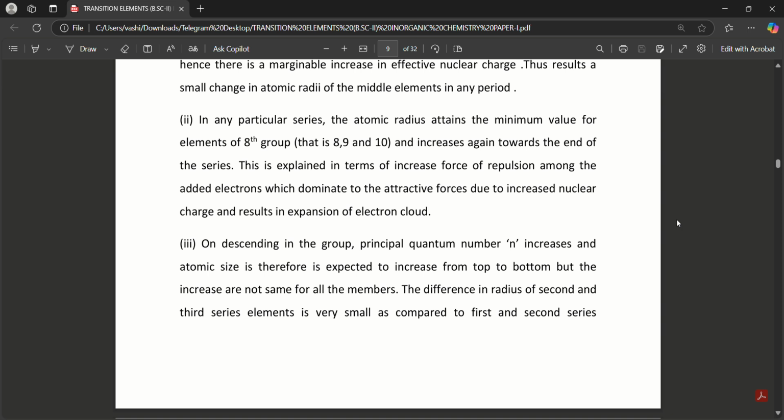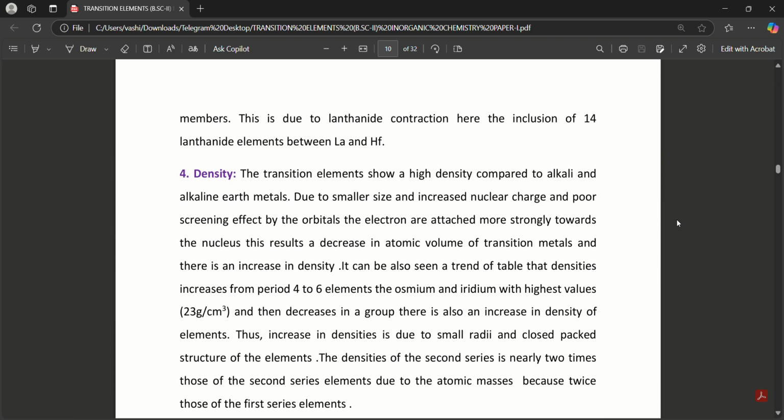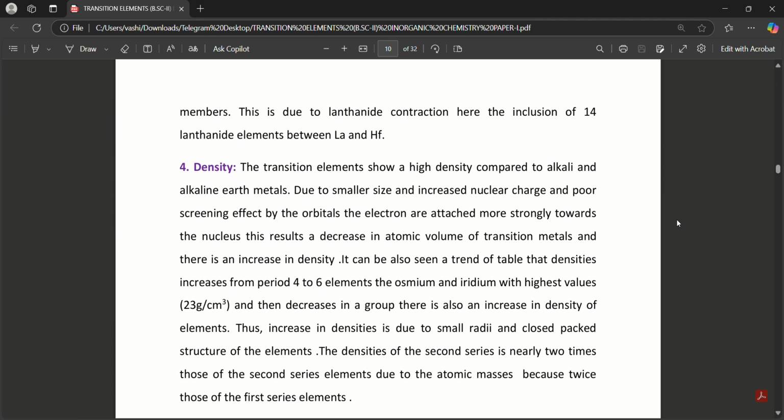On descending in the group, principal quantum number n increases and atomic size is expected to increase from top to bottom, but the increase is not the same for all the members. The difference in radius of second and third series elements is very small as compared to the first and second series members. This is due to the lanthanide contraction, that is the inclusion of 14 lanthanide elements between La and Hf.